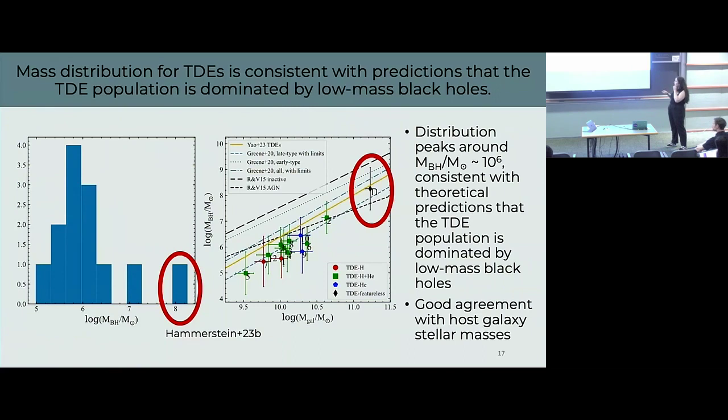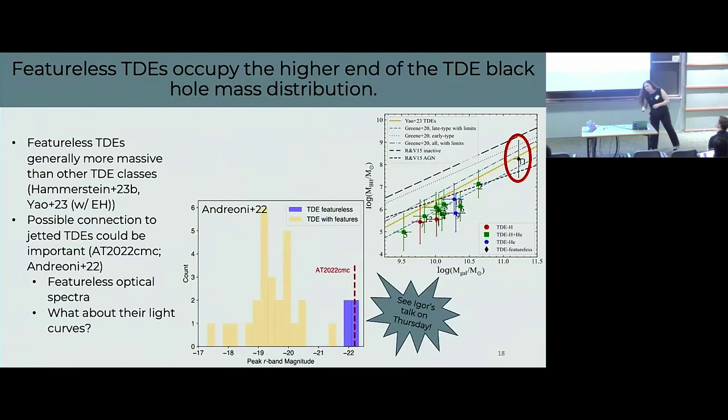We find pretty good agreement with the host galaxy stellar mass, but I'm highlighting this one object because it is an outlier for a few different reasons. This one is one of those featureless objects. Again, it also has a very high black hole mass. And this has also been observed in other studies which have obtained black hole masses. So Yuhan's paper earlier last year got a few more masses for other featureless events and found that they were generally pretty massive, or among the most massive ones in that sample.